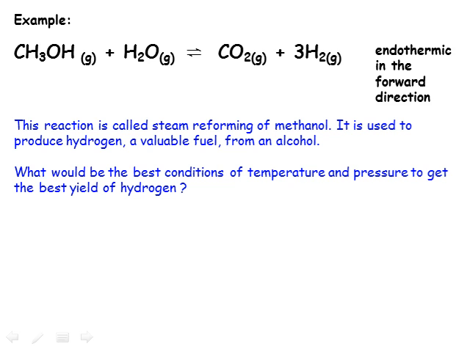Here's an example of a reaction which can form an equilibrium. In this case, the reaction is endothermic in the forward direction. Using what you now know about controlling the position of equilibrium, what conditions, high or low, of temperature and pressure should be used to get the best yield of hydrogen from doing this reaction? Pause the video and make your suggestions with a reason for each condition you choose.